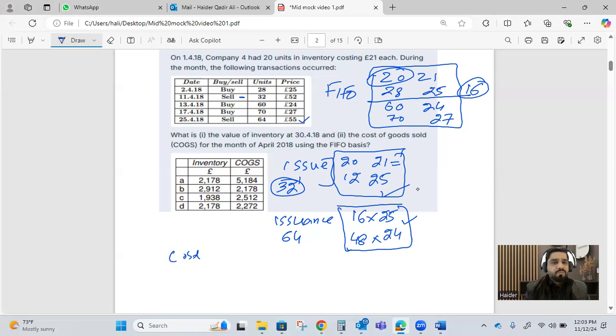The cost of goods sold can be calculated from these two blocks I have highlighted: 20 times 21 gives you some value, and then 12 times 25 gives you some value. If you add all of these values, this will be your cost of sales. We are left with 12 units from this slot because we issued 48. Now let's scroll a little to calculate the ending inventory.